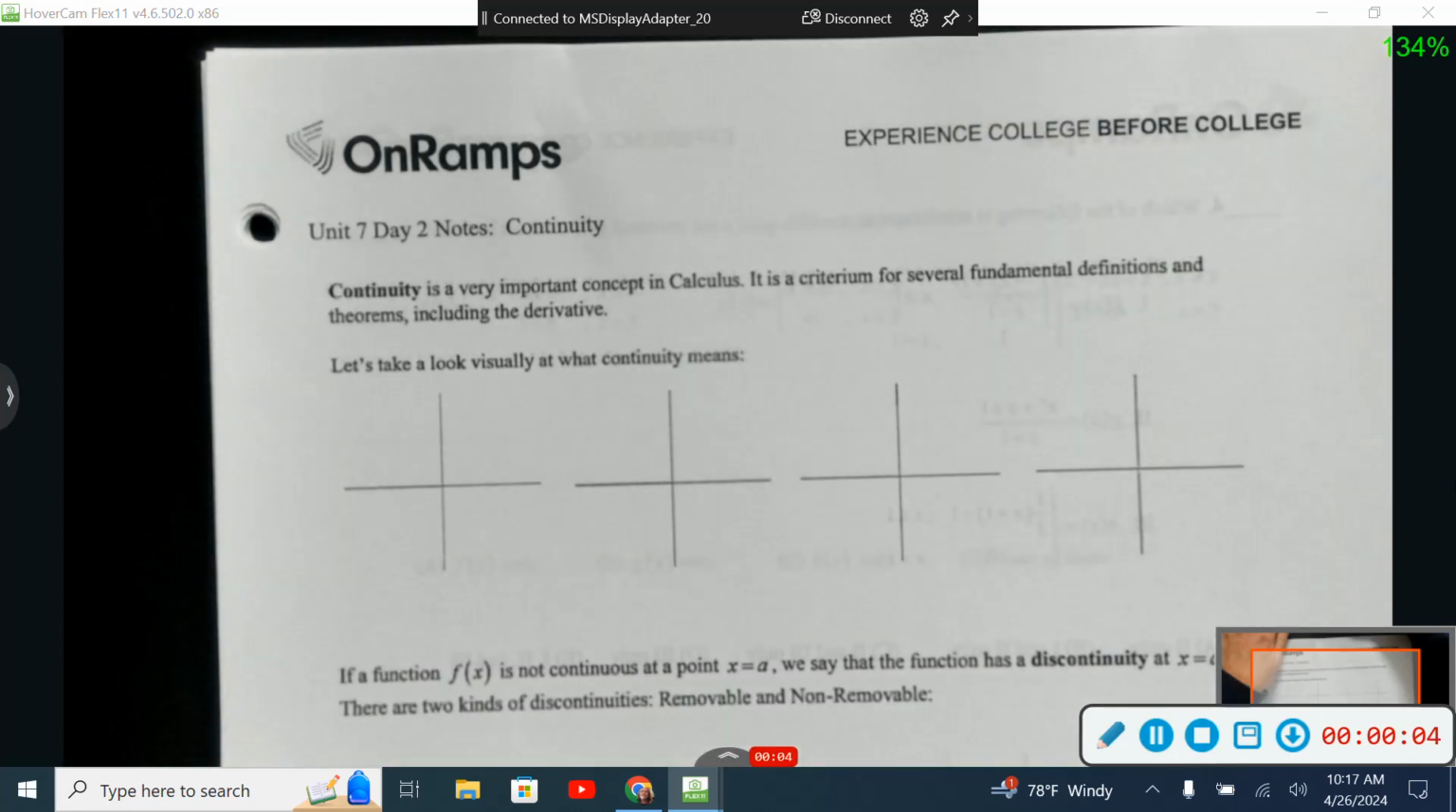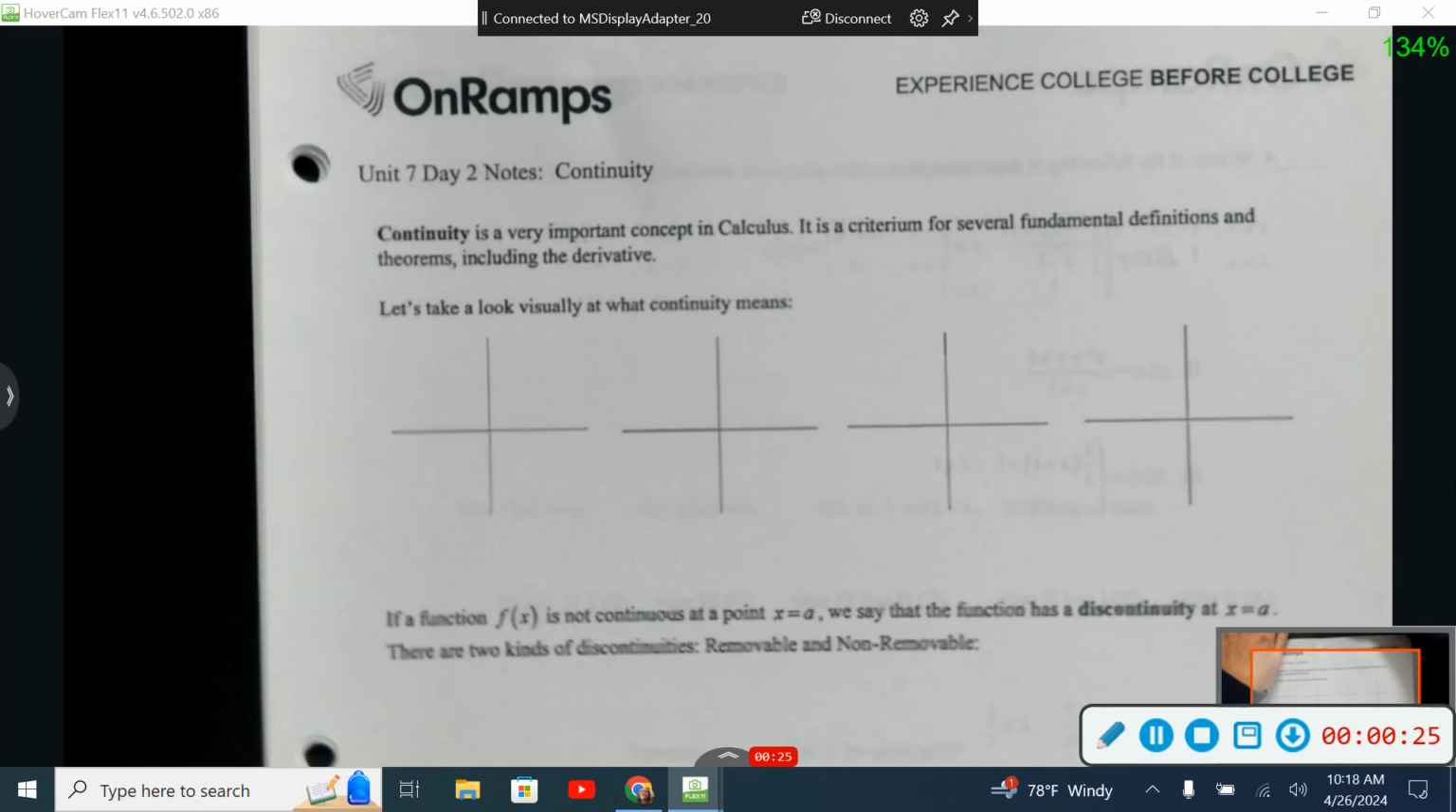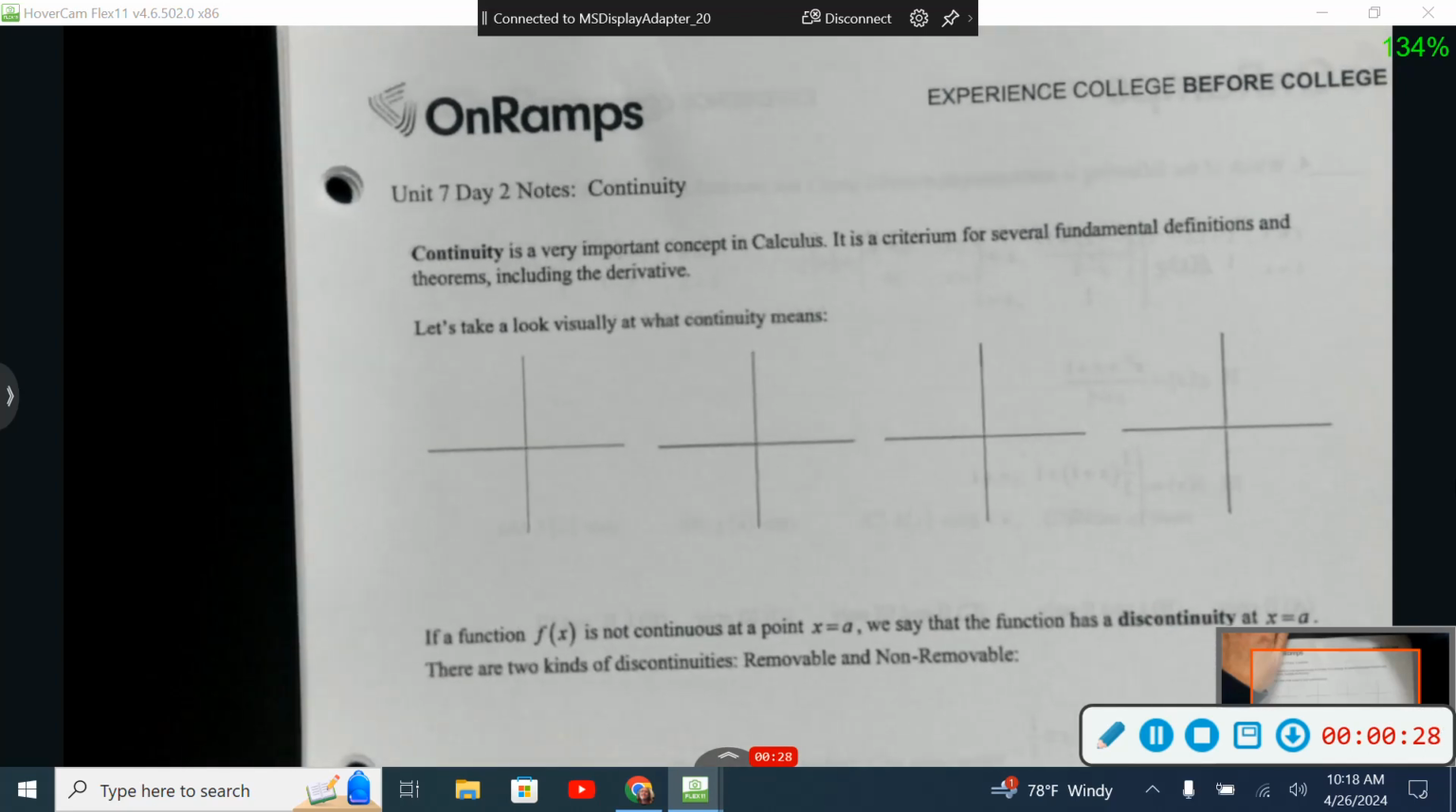Okay, continuity today. There are lots of formal definitions of continuity. The easiest way for me to think of something being continuous is if you can draw the graph without picking up your pencil. If you can draw the whole graph without picking up your pencil, then we're looking at a graph that is continuous. There are four different types of continuity.